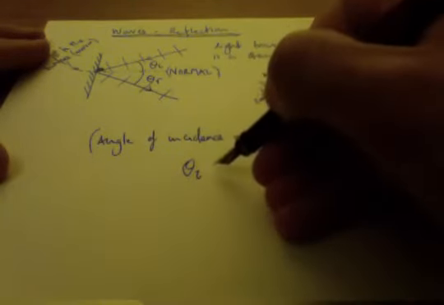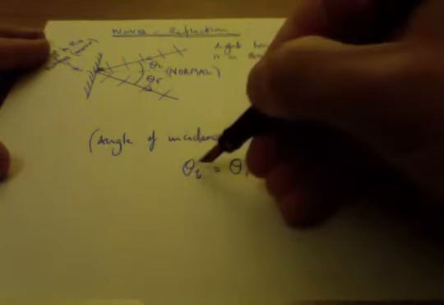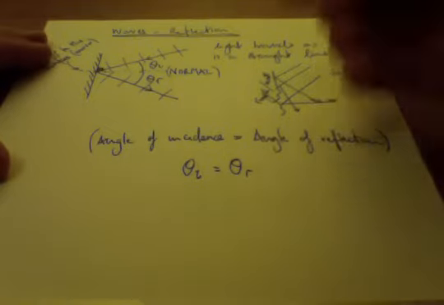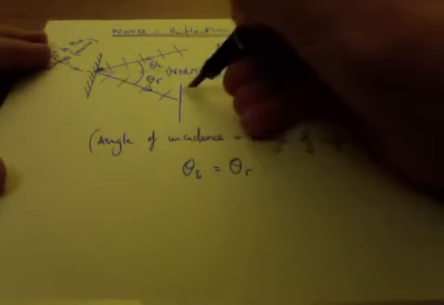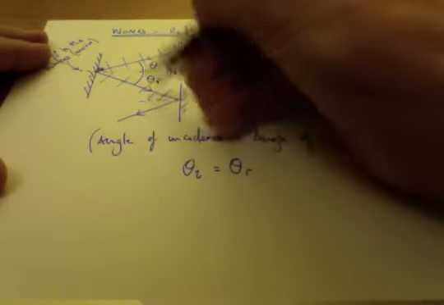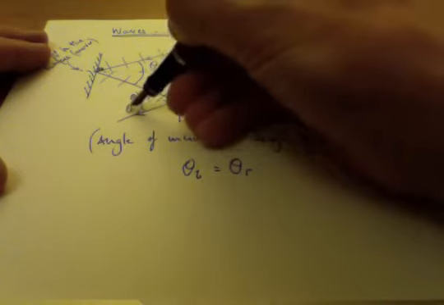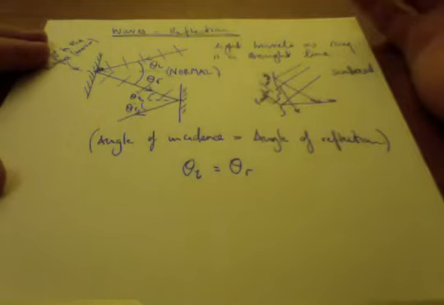So therefore we can say that theta i, the angle of incidence, is equal to theta r, the angle of reflection. So I hope that makes good sense. We could have another mirror here, for instance, and we'd get the same effect happening, where the angle of incidence, this time the second one, should equal the angle of reflection, the second one. And that bounces back and forth and so on and so forth.